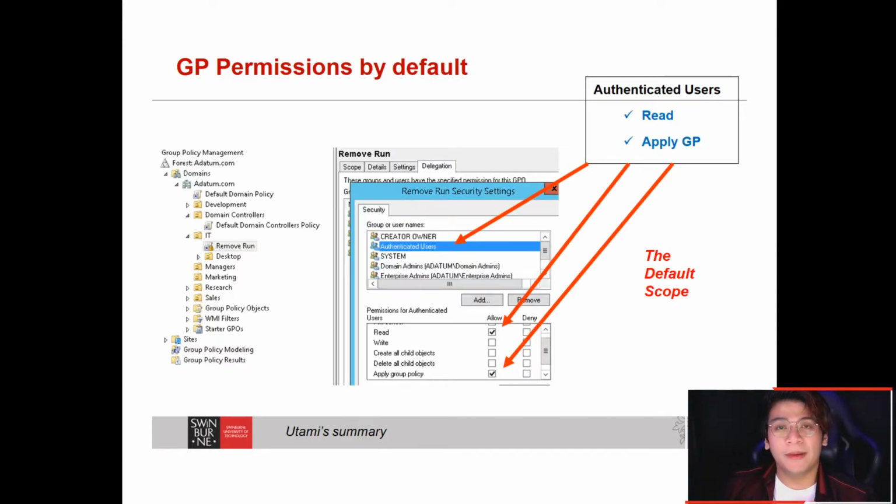By default, if you're a member of the authenticated users group, you have access to group policy objects. The authenticated users group has read and apply group policy permission on group policy objects. If the authenticated users group is removed from the ACL on the group policy object, then you don't have read and apply permission for the group policy object.